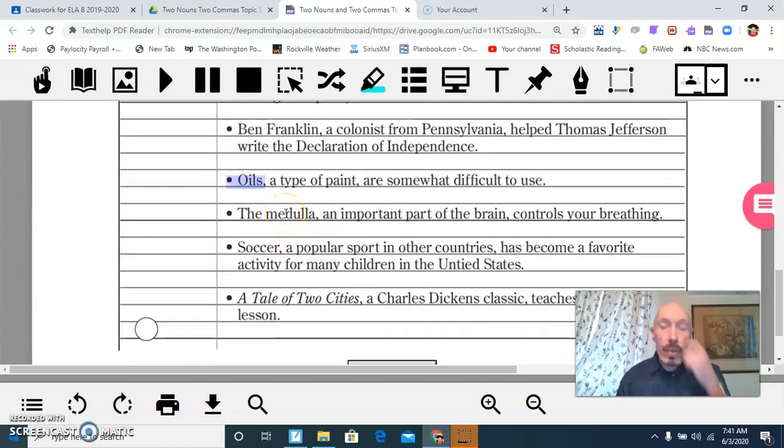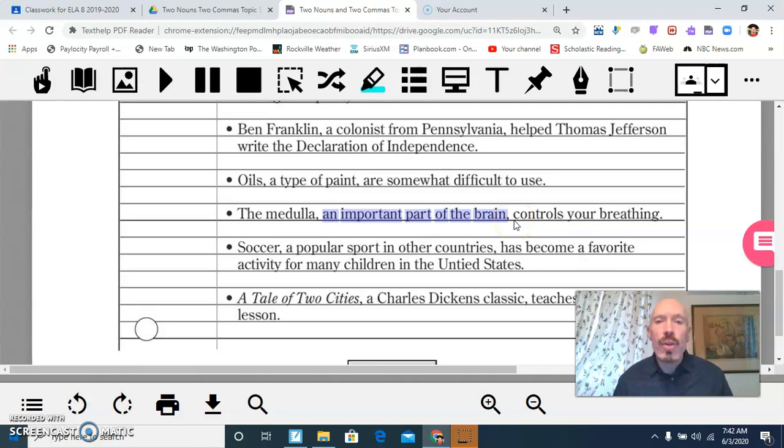Oils. So this is about paints. This is about kinds of paint, right? So oils, comma, a type of paint, comma, are somewhat difficult to use, which is very true because they're tricky to mix. The medulla, okay, that comma, an important part of the brain, comma, controls your breathing. It's very important that you have both commas, not just one, but both.